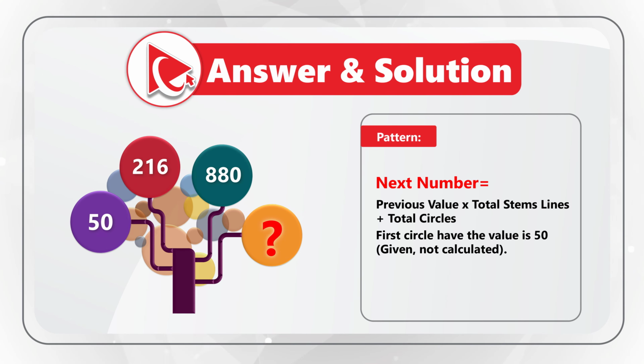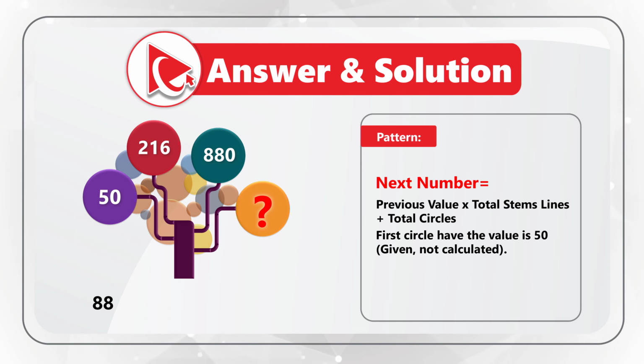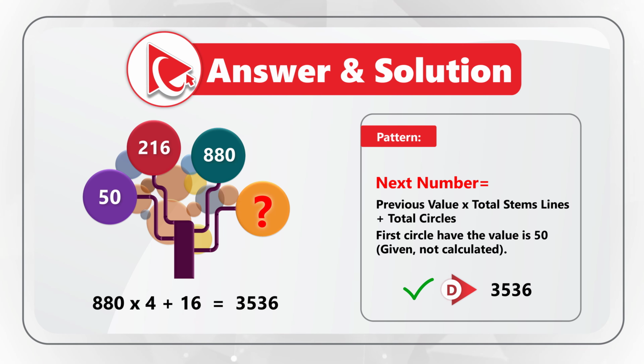It is calculated as 880 multiplied by 4, then we add 16, and the end result of this is 3,536. So the correct answer here is choice D, 3,536. Hopefully you've nailed this problem and now know how to answer similar problems on the test.